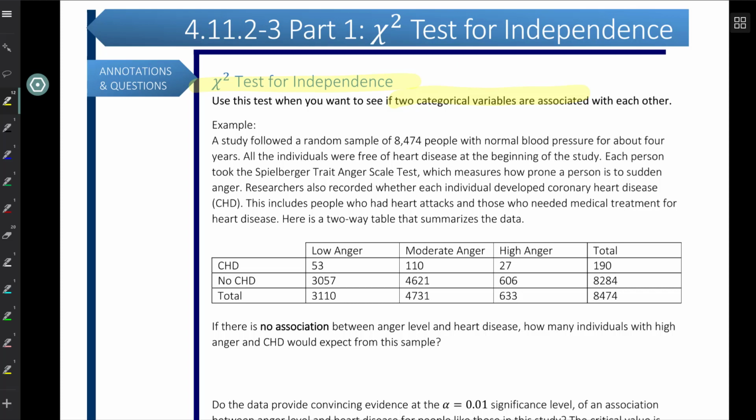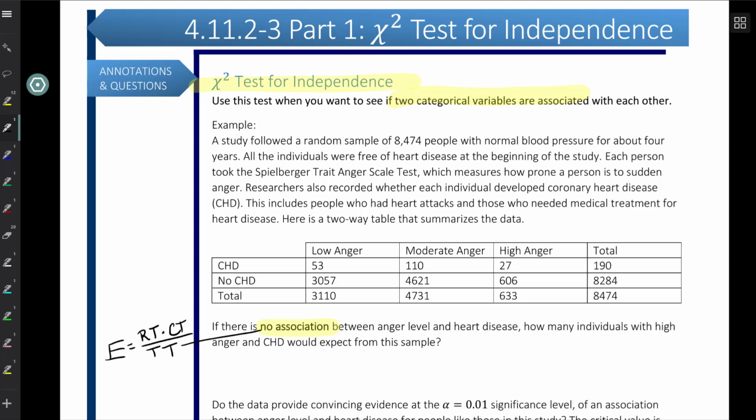First off, if there is no association between anger level and heart disease, how many individuals with high anger and CHD would we expect from this sample? So if there is no association, now that's important because we learned the formula here to find expected values. Expected value is always based off of no association, and the expected value that we would see with these two-way tables was we take the row total times the column total, and then we divide it by the table total.